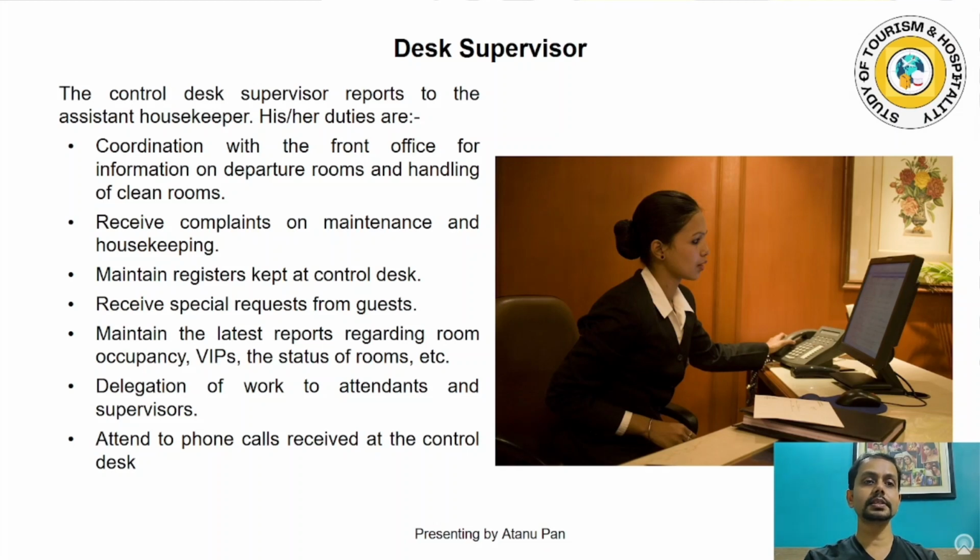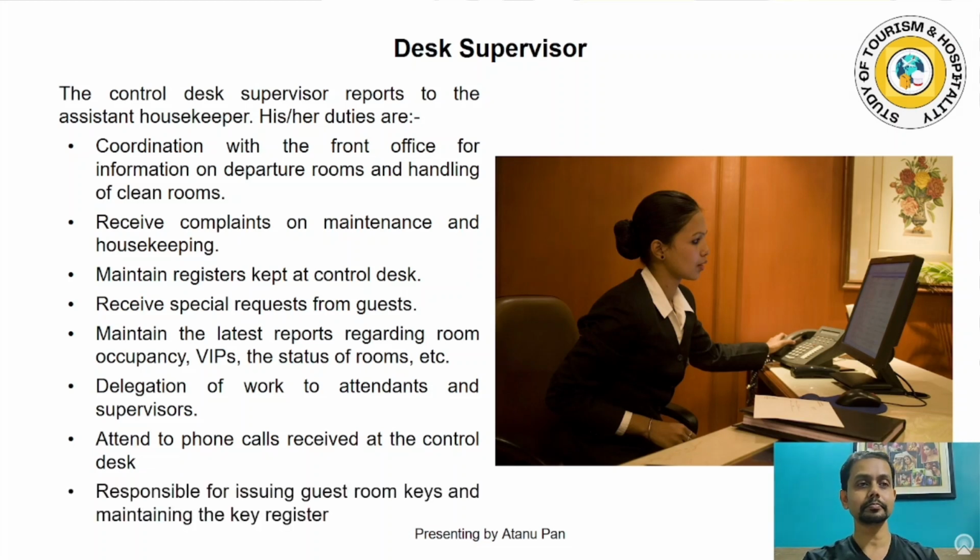Attend to phone calls received at the control desk. This is very common because to maintain all this communication, attending the telephone is mandatory. Without the telephone, this communication will be incomplete. All right. And responsible for issuing guest room keys and maintaining the key register. Okay, the key register is kept in the desk control room, and when the key is distributed from the floor supervisor to the GRA, that should be recorded in the key register.